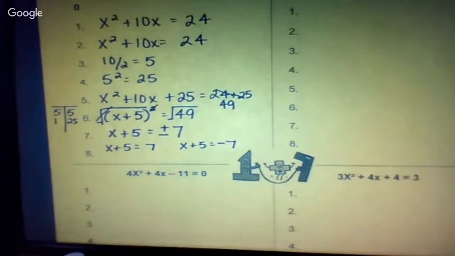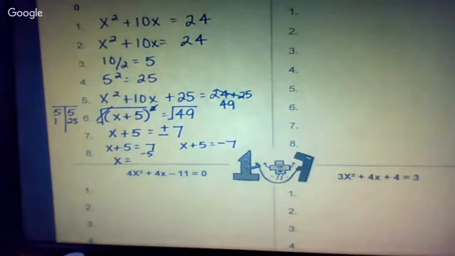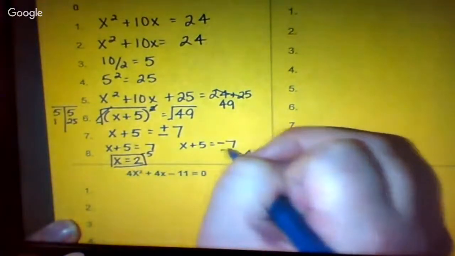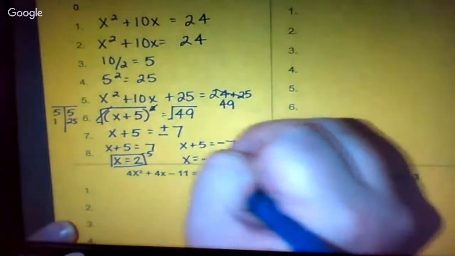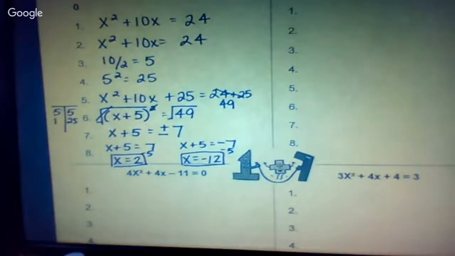To get x by itself, I need to move that positive 5 across the equal sign, so it becomes negative. When I subtract 5, this first equation is x equals, what's 7 minus 5? 2. So that's one answer. The other side, we subtract 5, and x equals -12. So what you just found is your graph. When you graph it, it will cross your x-axis at +2 and -12.